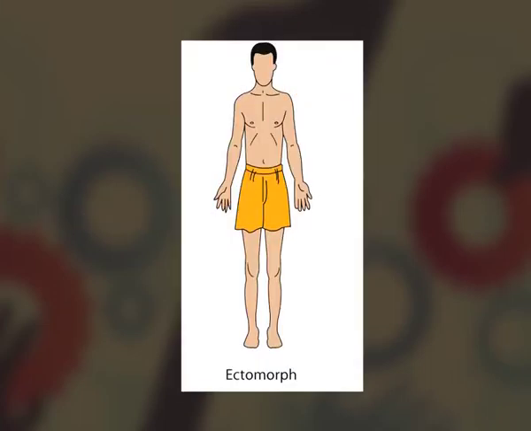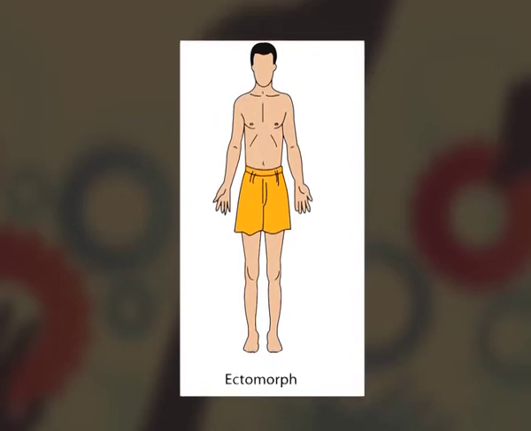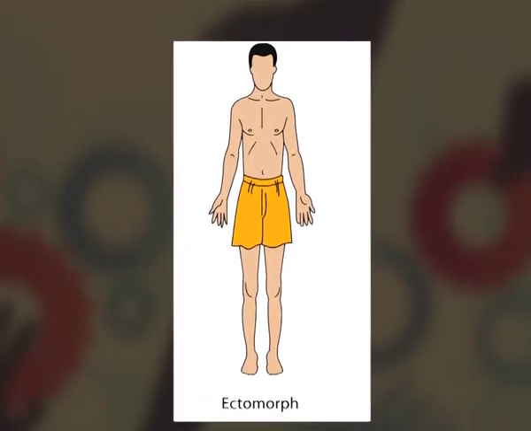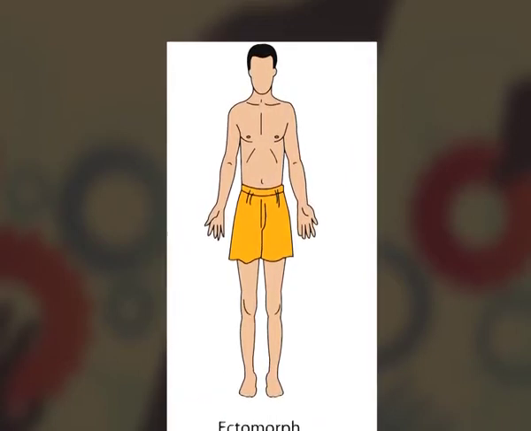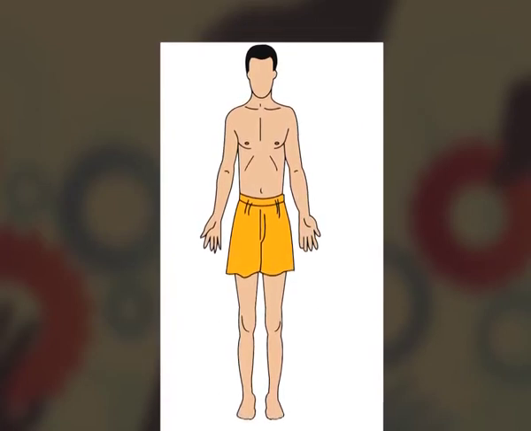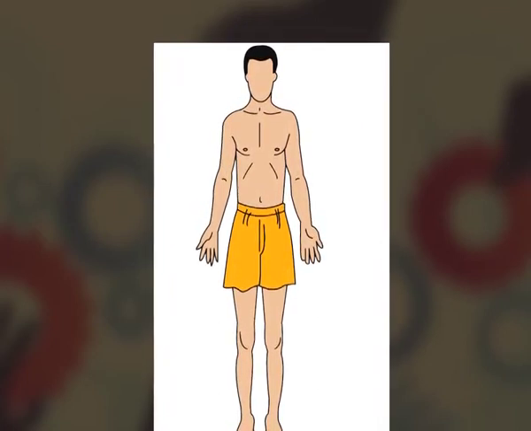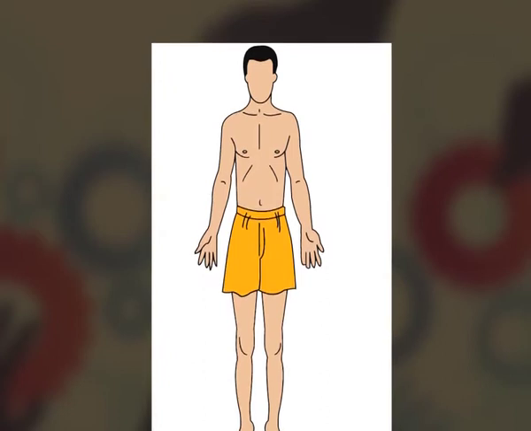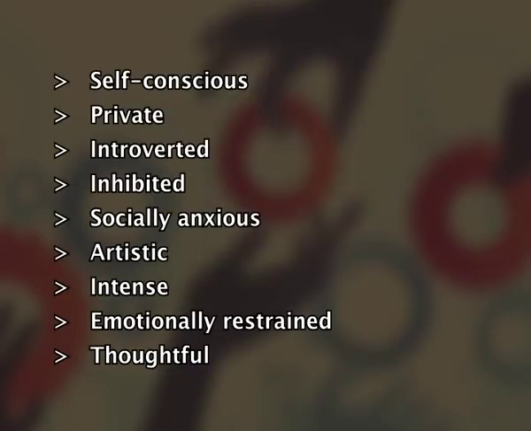Physically, they tend to have narrow shoulders and hips, a thin and narrow face with a high forehead, a thin and narrow chest and abdomen, thin legs and arms, and very little body fat. Even though they may eat as much as the endomorph, they never seem to put on weight. Psychologically, they are self-conscious, private, introverted, inhibited, socially anxious, artistic, intense, emotionally restrained, and thoughtful.